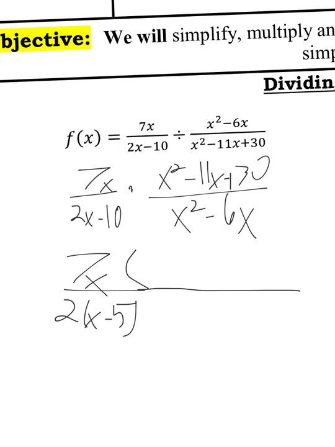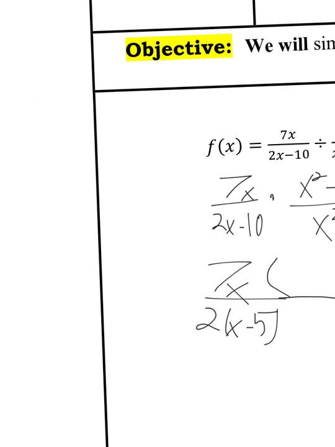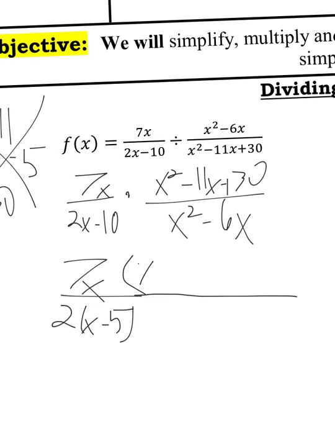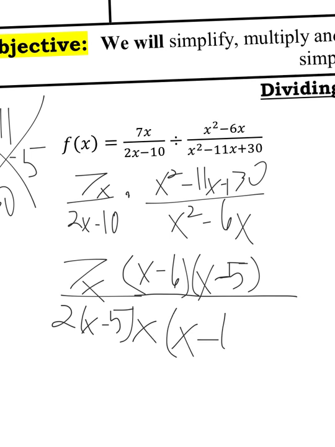What are my factors of 30 that add to negative 11? I know 6 times 5 makes 30, and if I make them both negative, that still makes a positive 30 and adds to a negative 11. So I'll say x minus 6 times x minus 5. And then on the bottom, I have x squared minus 6x. What do they have in common? They both have an x. So I'm going to factor out an x, so it's x times x minus 6.